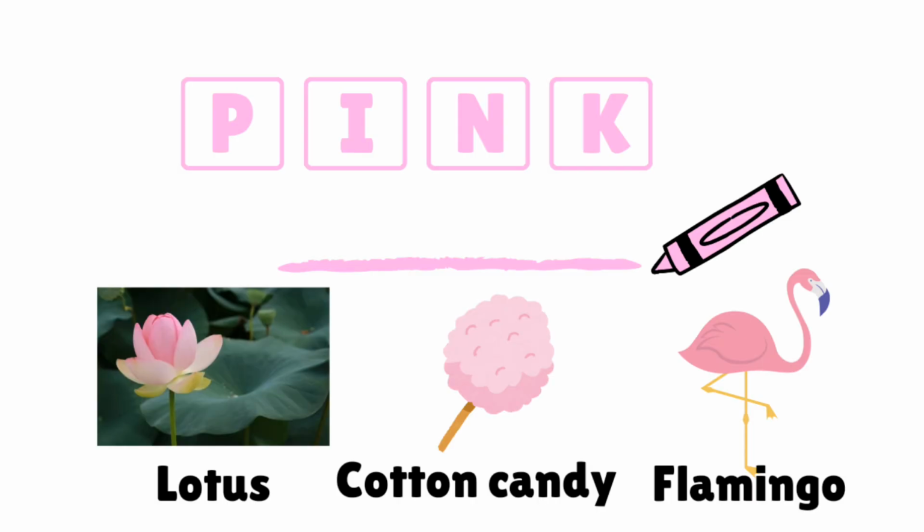Our next color is pink. Pink. Let's spell it. P, I, N, K. Pink. The objects that are pink are lotus, cotton candy, and flamingo. Pink.